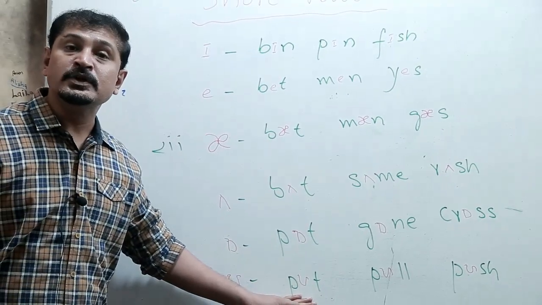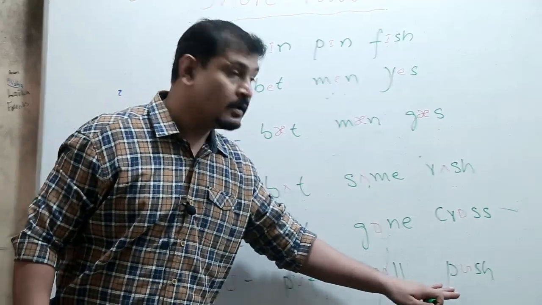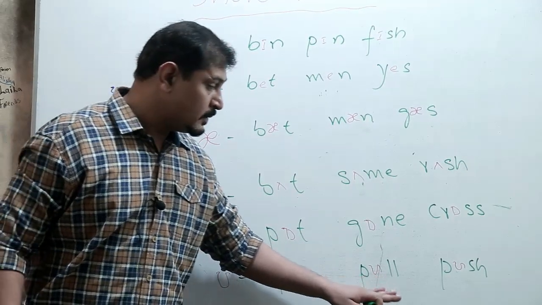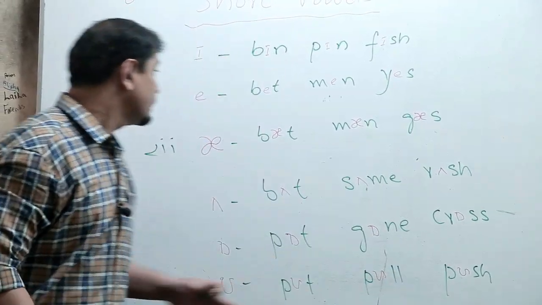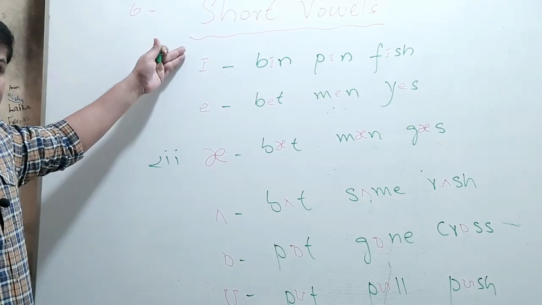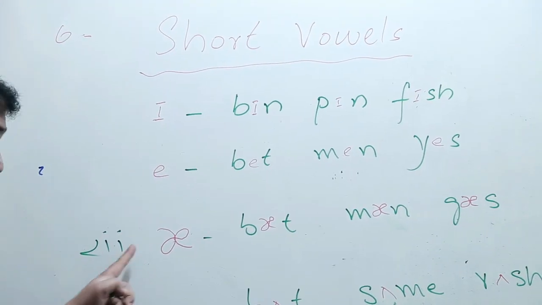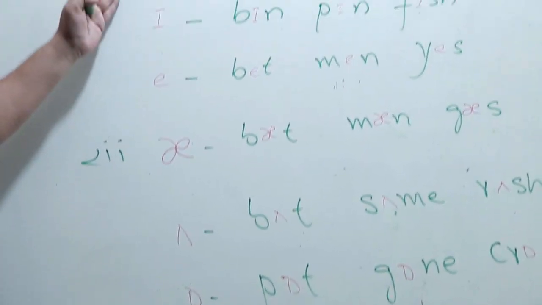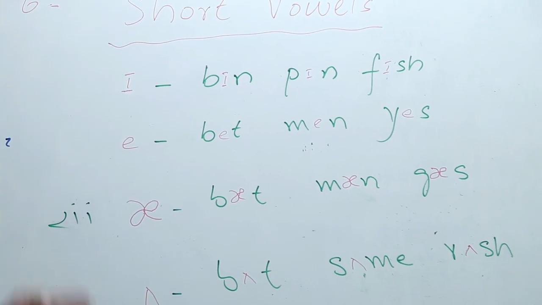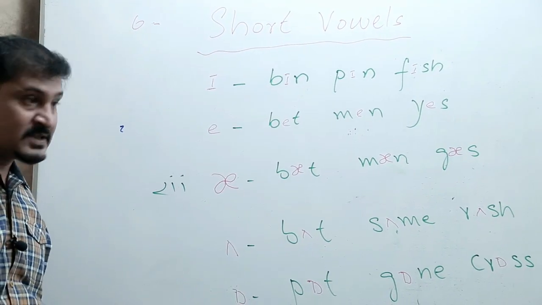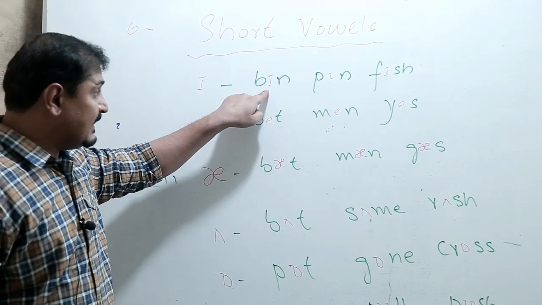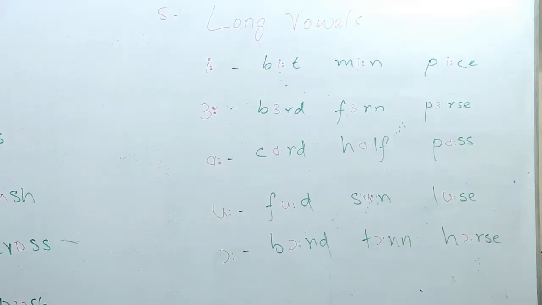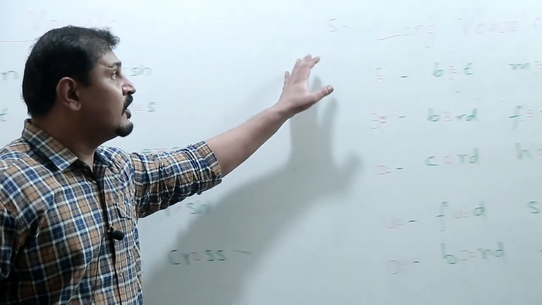The words like put, pull, push. If I repeat once again, I, A, A, A, A, U. The words like bin, pin, fish, and all the rest, these are called the short vowel sounds. I hope that the letters that I have transcribed in red mark are clear, but the others are not transcribed. Yes, after short vowels, let's go for long vowels.